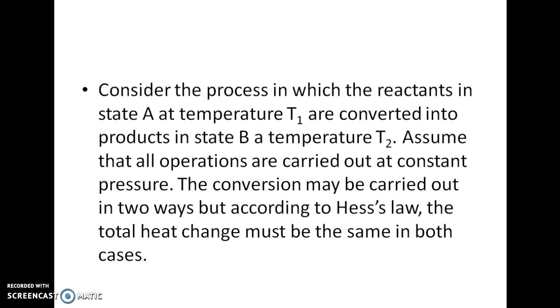Consider a process in which the reactants are in state A at a temperature T1 and are converted to the products in state B at a temperature T2. Assume that all the operations are carried out at constant pressure. The conversion may be carried out in two ways, but according to Hess's law, the total heat change must be the same in both cases.